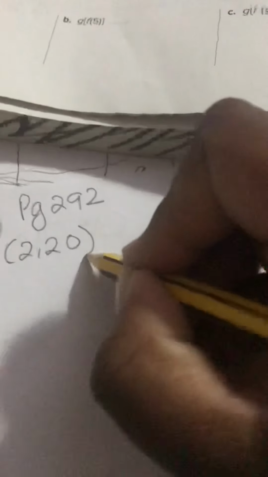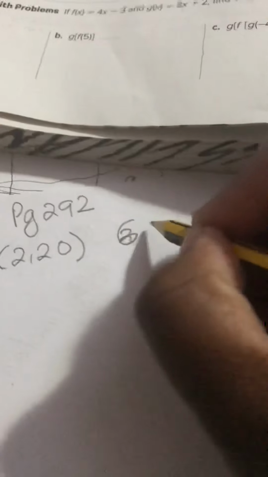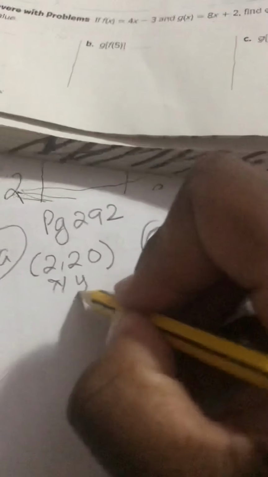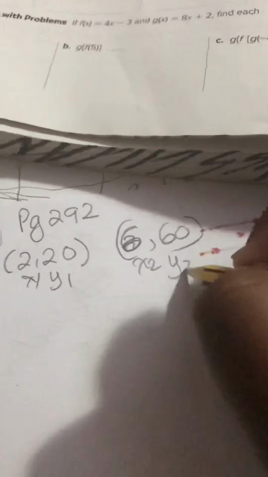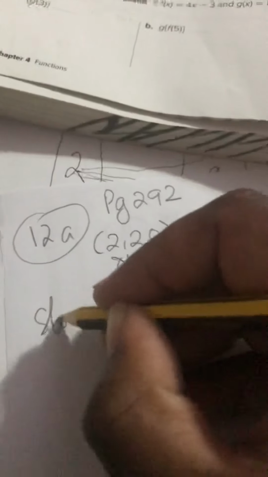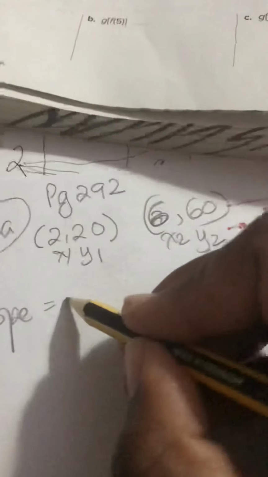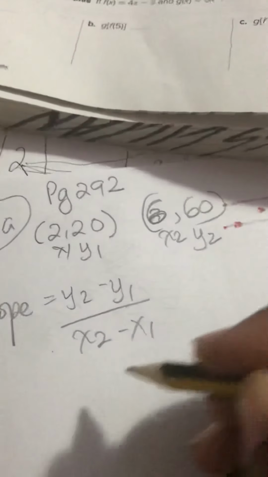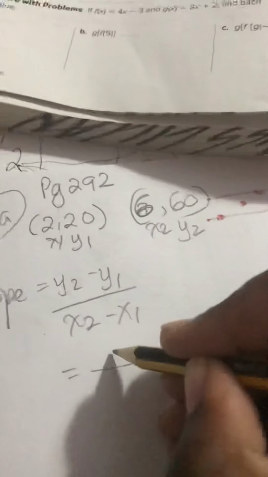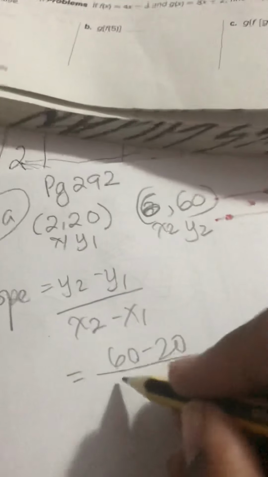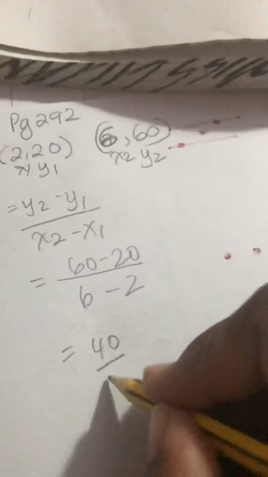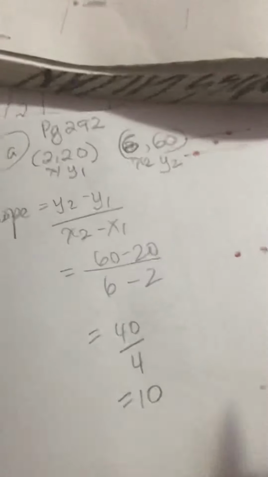So my 2 points are (2, 20) and (6, 60). So this is x1, y1, x2, y2. So I'm going to find my slope, which is y2 minus y1 over x2 minus x1. 60 minus 20 over 6 minus 2, 40 over 4, which is 10.